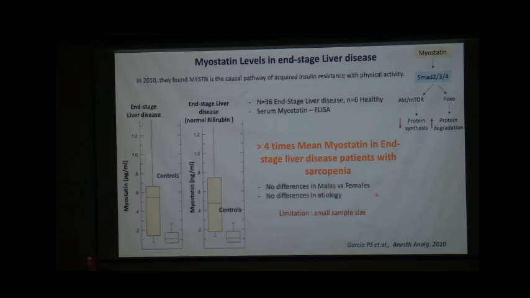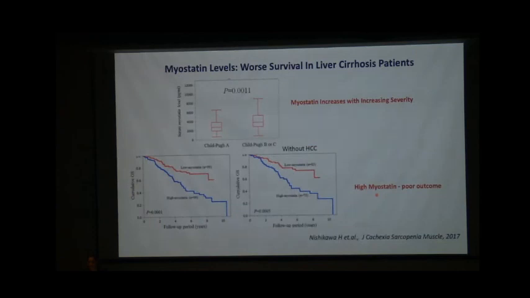And no differences in males and females were found, and no differences in etiology. But the sample size was very small. Again, there's another study which shows that myostatin increases with the severity of cirrhosis. From Child A to Child B to Child C, the myostatin level starts increasing. And a high level of myostatin is also associated with poor outcome in both the HCC and non-HCC groups.